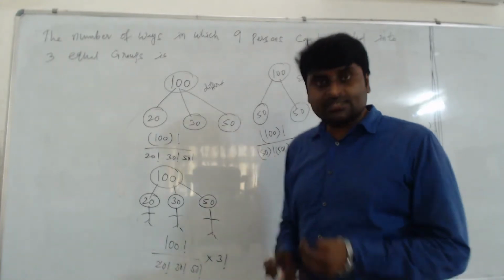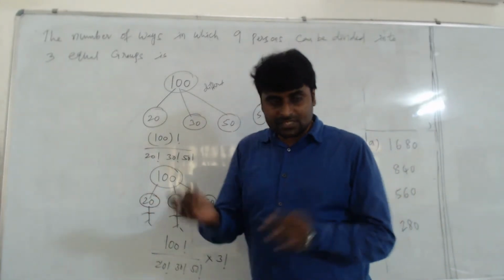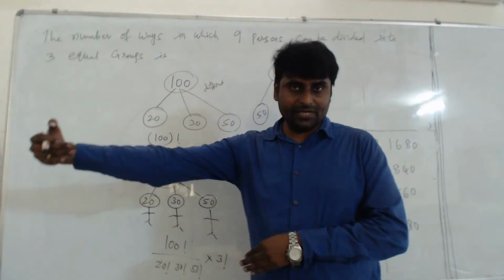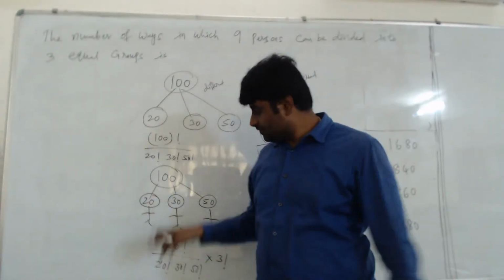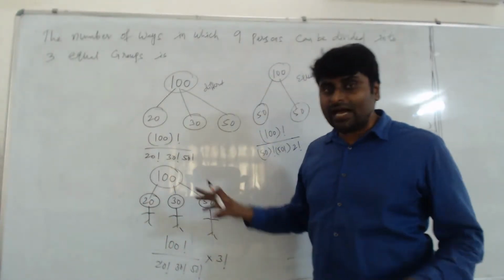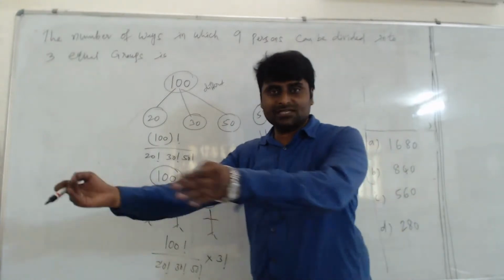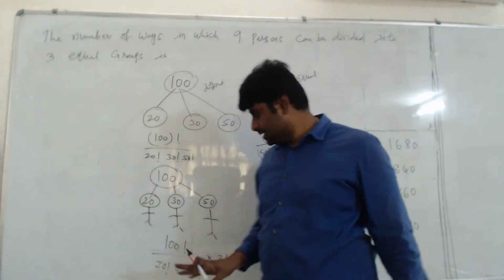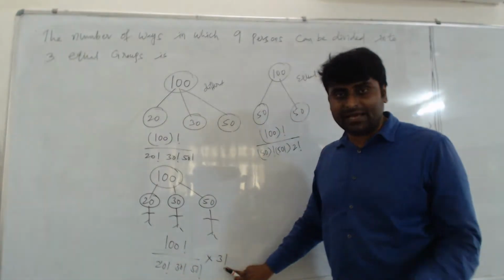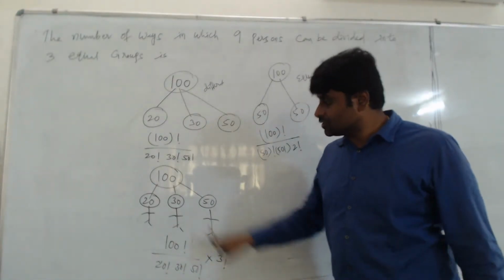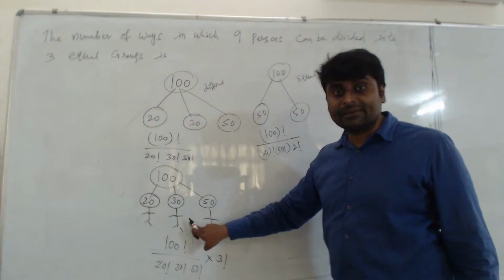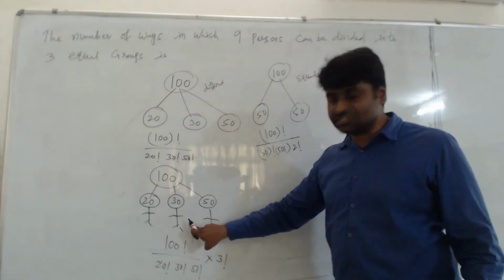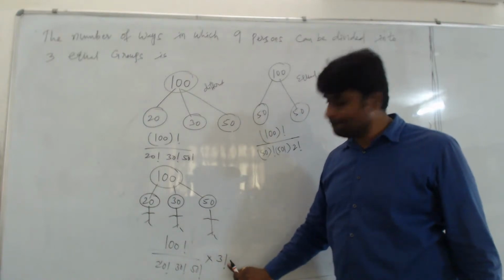So first division, then distribution. First 20, 30, 50, we have divided first. First division, then we are going to distribute 20 to one person, 30 to another person, 50 to the third person. Those can be shuffled, arranged in three factorial. So when the distribution is among a number of persons, we need to multiply by number of persons factorial for the answer in the end.